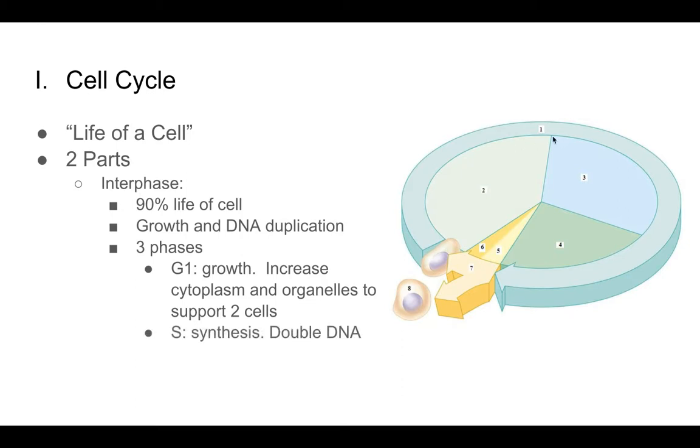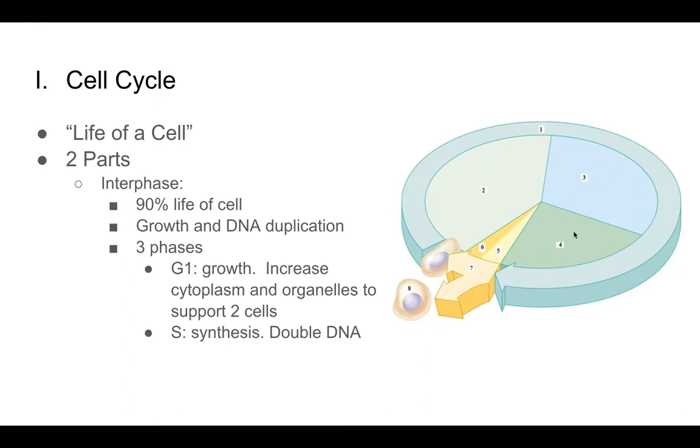Then we see what is number 3 on the diagram. This is the next part of interphase. It's called synthesis, or the S phase. The big thing that's happening here in the S phase: if you synthesize something, you are making something. And in this case, what we are making is more DNA. So we are duplicating our DNA in the S part of interphase.